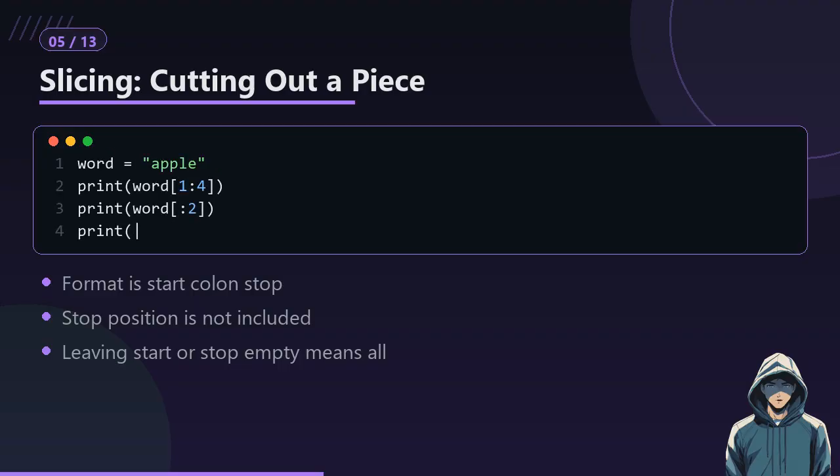Slicing is like using scissors to cut a piece out of the paper tape between two positions. Word[1:4] grabs letters from position 1 up to, but not including, position 4. In short, the second number is where the scissors stop cutting, but that letter itself gets left out.